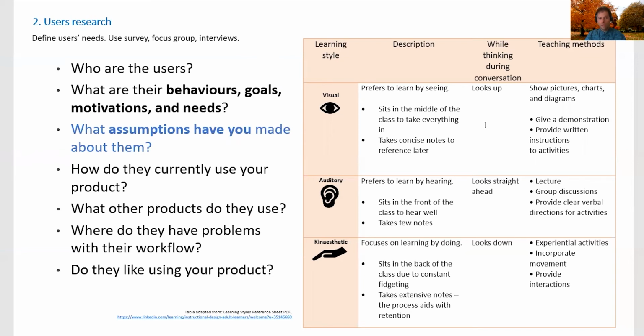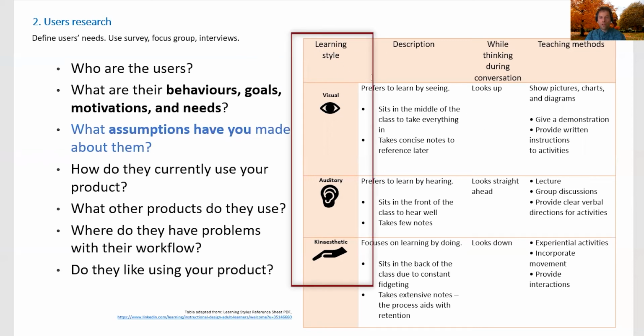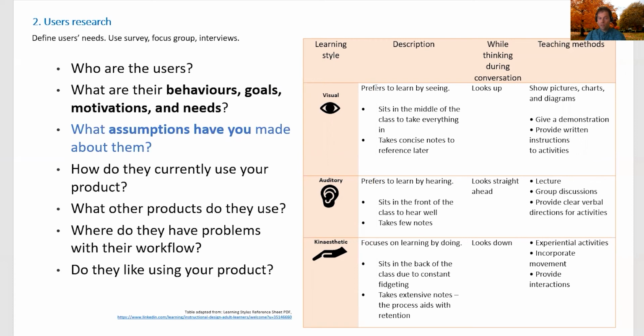If you're a library delivering educational services, you want to think of the different learning styles of your users. Some people are more visual. They prefer to learn by seeing. Some prefer to learn by hearing. Some prefer to learn by doing. Here's a table which gives you some clues about those different styles.